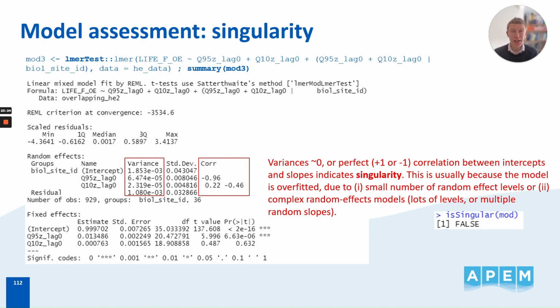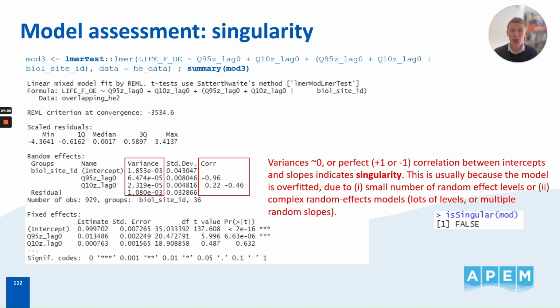So singularity basically means that our model fitting process is coming up against some constraints or some boundaries. Variances can never be negative, they can't be less than 0, and correlations between our random intercepts and slopes can never be more than +1 or -1. In this particular example, we can see that there's a correlation of -0.96 between the random intercept and the Q95 term. Again, this is an indication that we're getting very close to an overfitting situation.